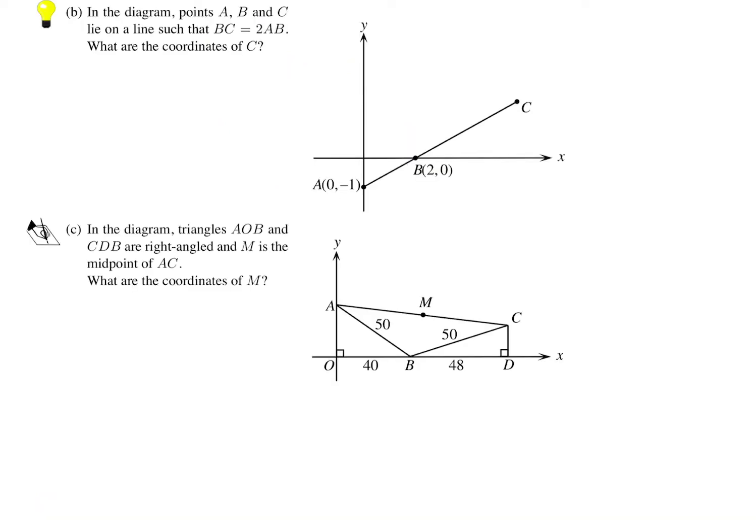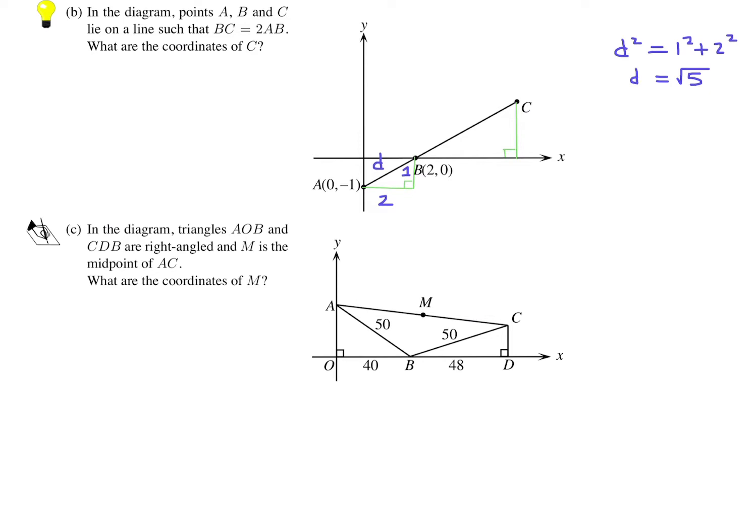In the diagram, points A, B, and C lie on a line such that BC is equal to 2AB. What are the coordinates of C? Well, there's a few ways of doing this question. As always, I will do the short way. The first is, let's draw some triangles, and these are right triangles. The distance from here to here is really just from 0 to 2, if you look at the x-coordinates of points A and B. So that distance is 2. The distance from here to here is, looking at the y-coordinates, negative 1 to 0, so that is a 1. So this distance, I'll call it d, is easily calculated through Pythagoras. d squared is equal to 1 squared plus 2 squared, and that looks like root 5 is equal to d.